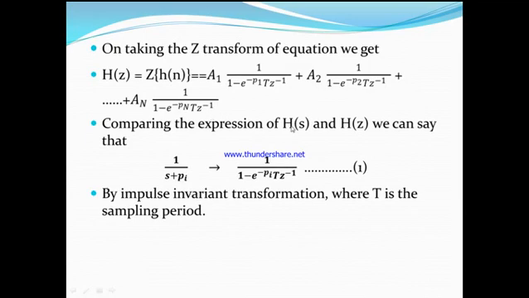On comparing the equations of H of s and H of z, we have one relation: 1 by s plus p i is transformed to 1 by 1 minus e power minus p i T z power minus 1. So this is the impulse invariant transformation equation. So 1 by s plus p i is transformed to 1 divided by 1 minus e power minus p i T z power minus 1. Here T is the sampling period.